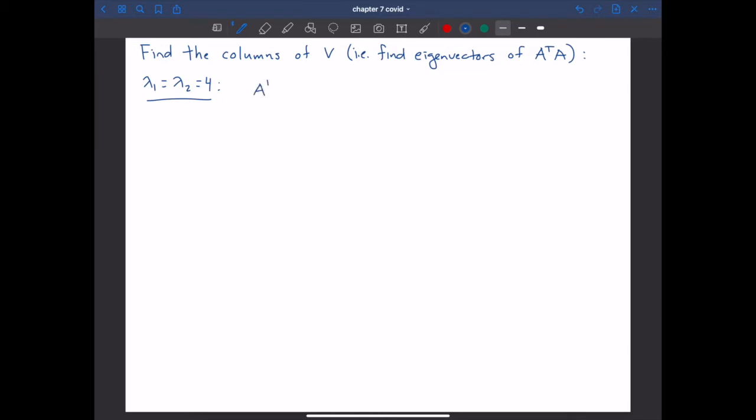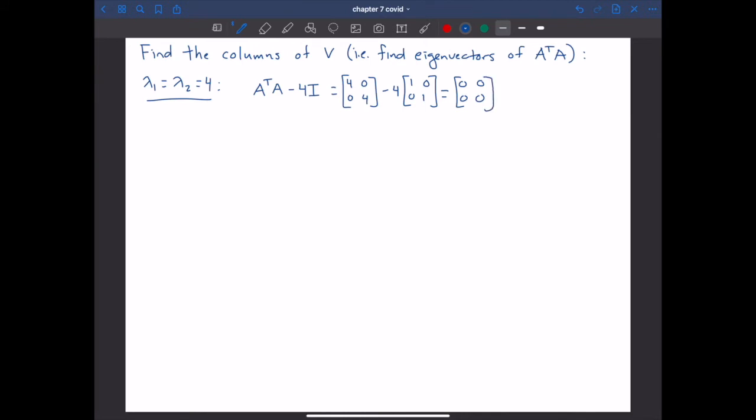So we're going to take A transpose A and subtract 4 times the identity. Now remember, A transpose A was just this diagonal matrix here with 4 on the diagonal in both spots. So when we subtract 4 times the identity, it is easy to see that we're just going to get the 0 matrix. 0, 0, 0, 0.